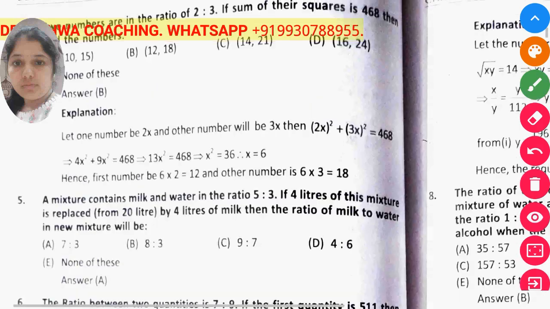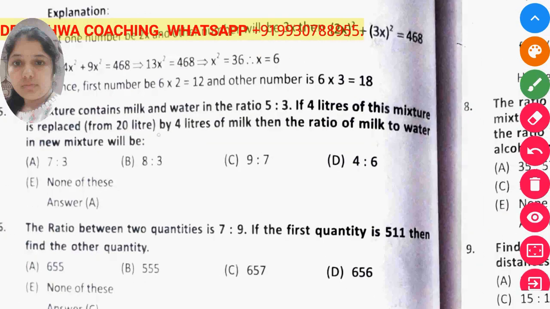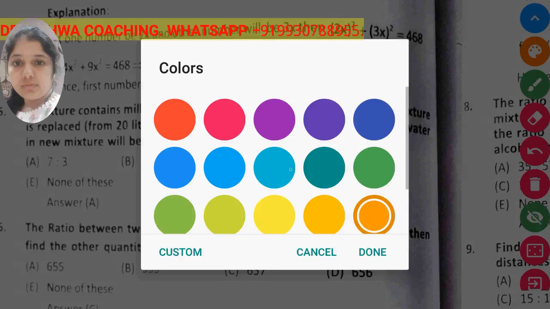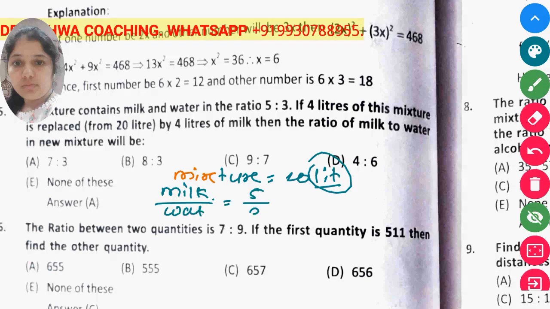A mixture contained milk and water in the ratio 5:3. 4 liters of this mixture is replaced from 20 liters by 4 liters of milk. Then the ratio of water and milk in the new mixture is asked. Now see, one mixture is there and its volume is 20 liter. Now in this mixture, milk and water are in the proportion 5:3. Okay, means 5 portions are of milk and 3 portions are of water. Means total how many portions are there? 8 portions of the mixture.